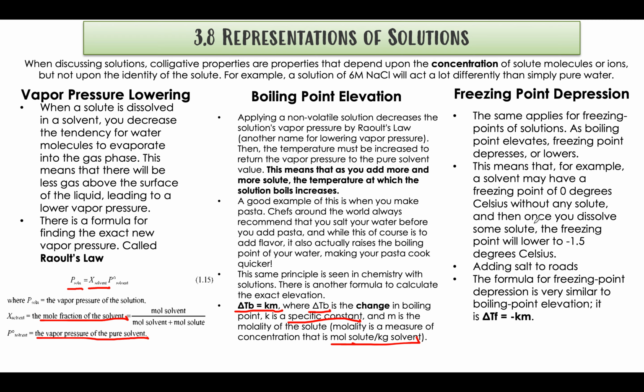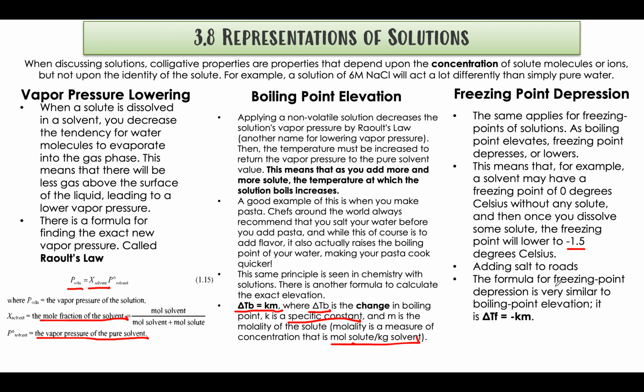And then once you dissolve some solute, the freezing point will lower to negative 1.5 degrees Celsius. An example of this is adding salt to roads. When roads freeze over, they'll come around and add salt to that ice, and it melts the ice because that solution of salt and water is lowering the freezing point. So it melts the ice on the road to make it water again, to make it that solution.